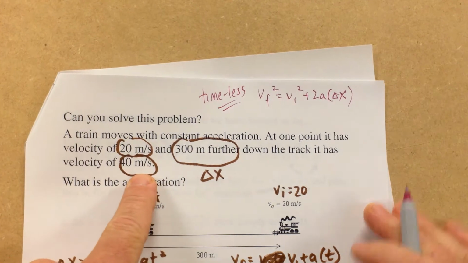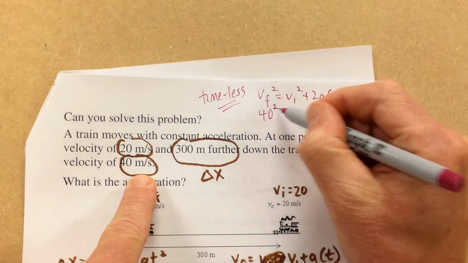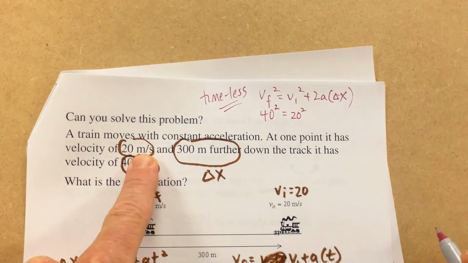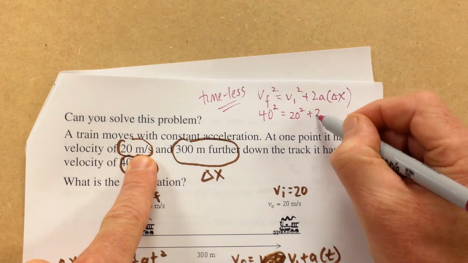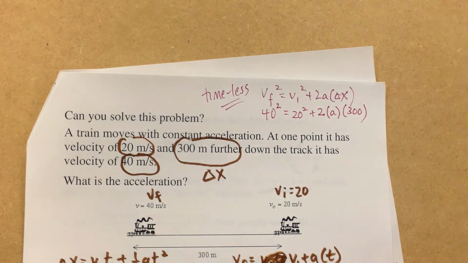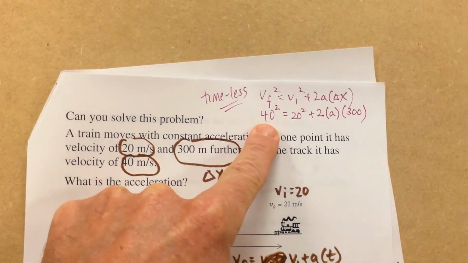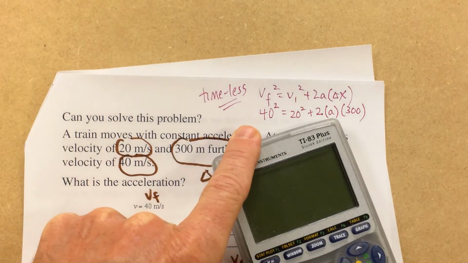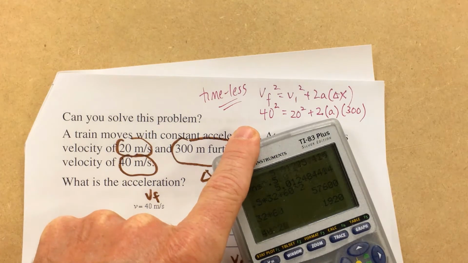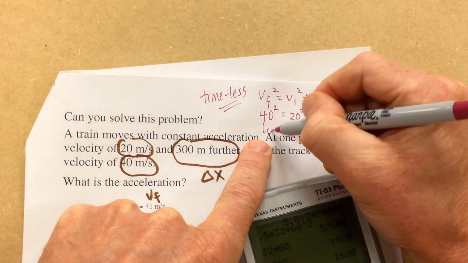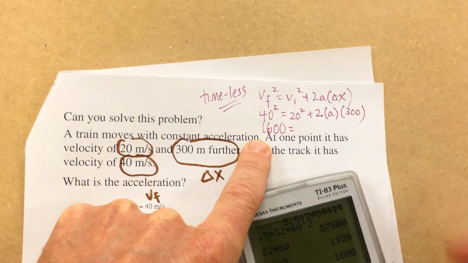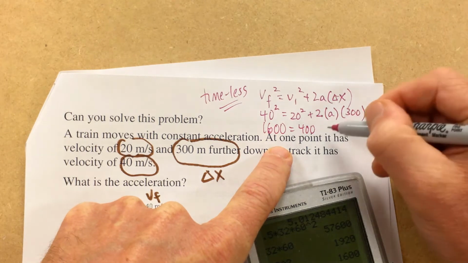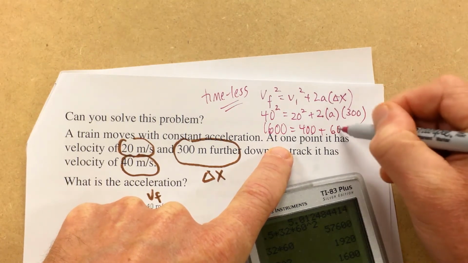So let's see what we've got here. The final velocity is 40, and we're going to square that. The initial velocity is 20, and we're going to square that. How would you solve this algebraically? Well, let's square 40. Again, you might need a calculator for some of this. That's 1600. And we've got 20 squared. That's 400. Don't need a calculator for that. Plus 2 times 300 is 600A.